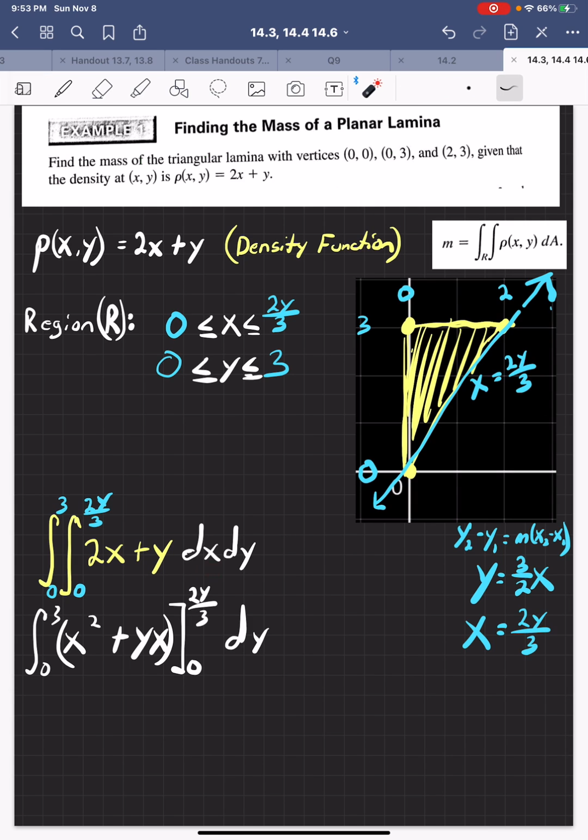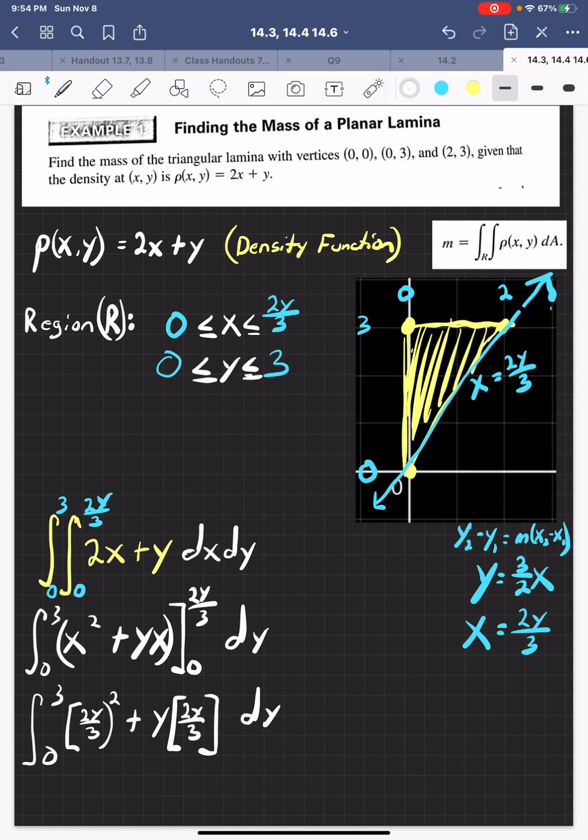All right, so you know the deal. We're going to be plugging in for x. Okay? So if I plug in for x, it's going to look like this. So now I'm going from 0 to 3 of, let me go ahead and plug that in. If I plug in 0, obviously that's going to zero out. So it's just going to be 2y over 3 squared plus y times 2y over 3 dy. Okay.